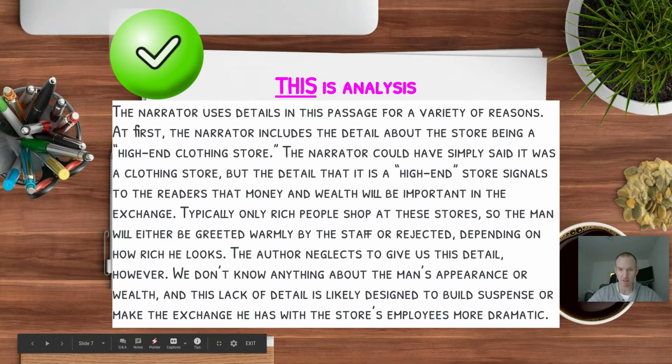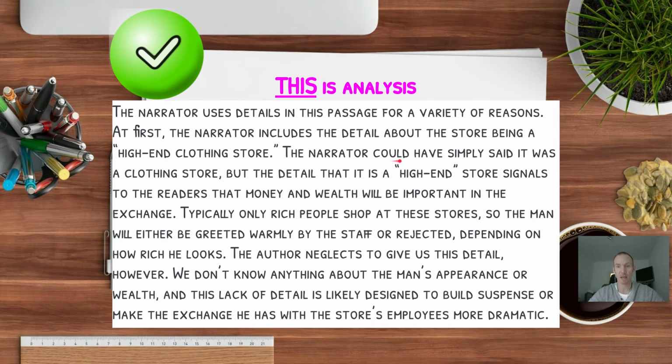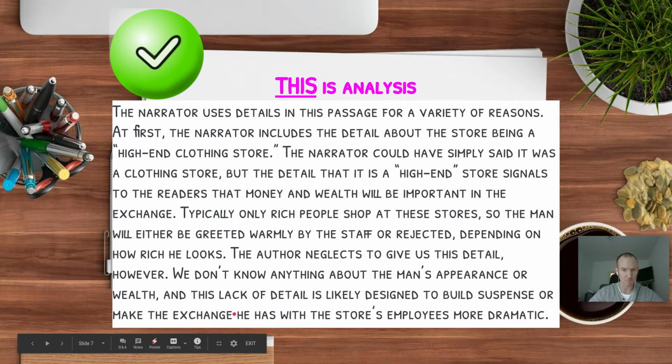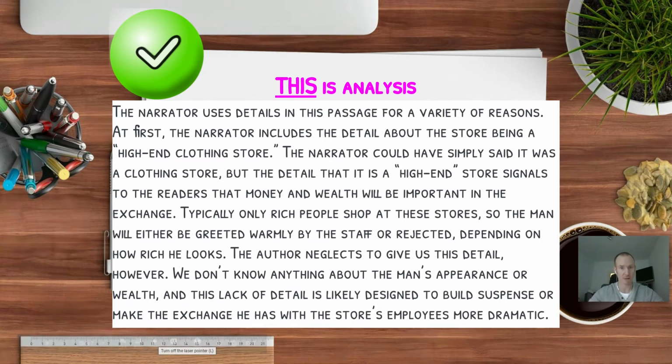Again, pointing out, you'll notice I say things like the narrator could have, or typically. The author neglects to give us this detail. We don't know anything, etc. This lack of detail is likely designed. Again, I don't want to stereotype my readers, so I talk about typical reactions while also setting it up so that there is wiggle room for interpretation.